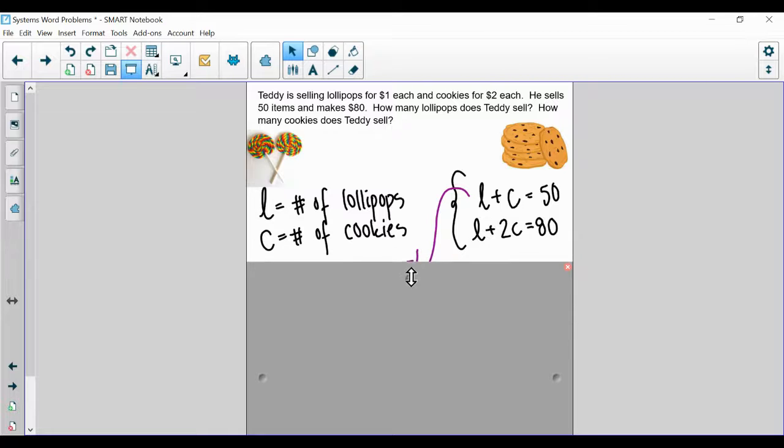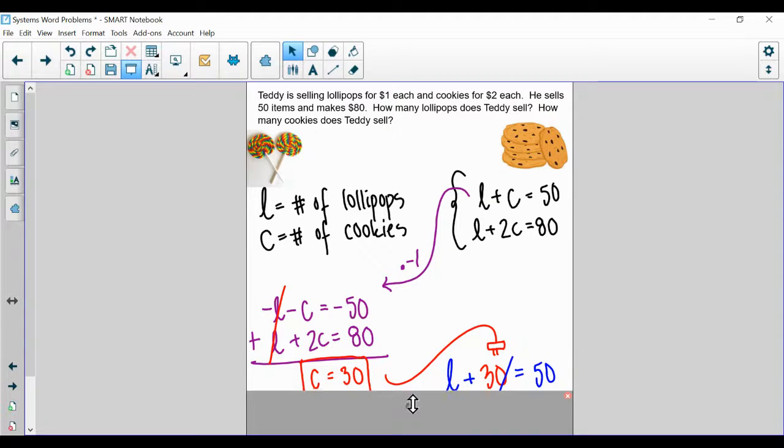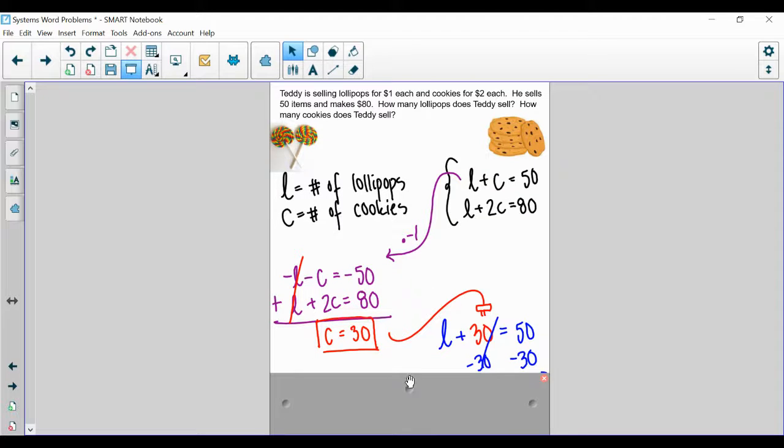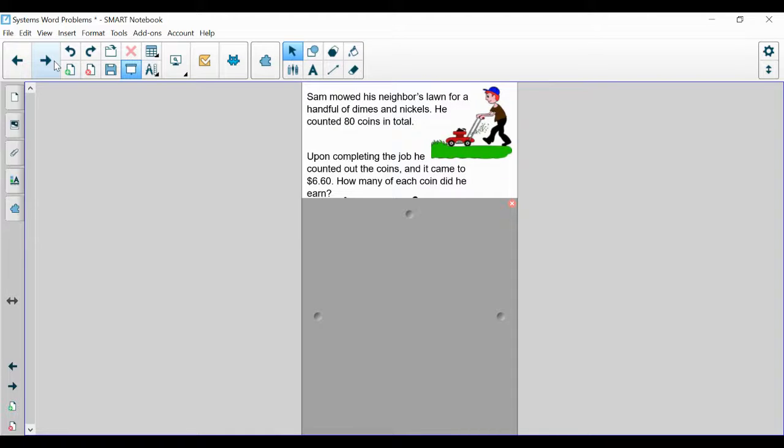And you're back. So I used elimination. I started by multiplying the top equation by -1. I then added my equations together and got C equals 30. And then I plugged C equals 30 back into the top equation and solved L equals 20. So I know that Teddy had 20 lollipops and 30 cookies that he sold. All right, let's try one more.